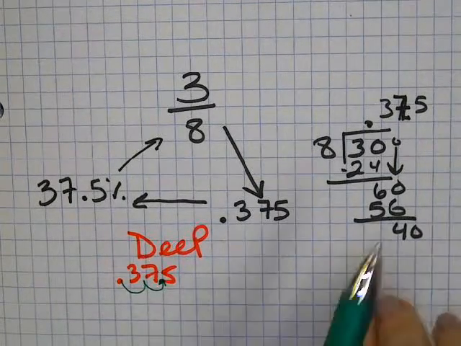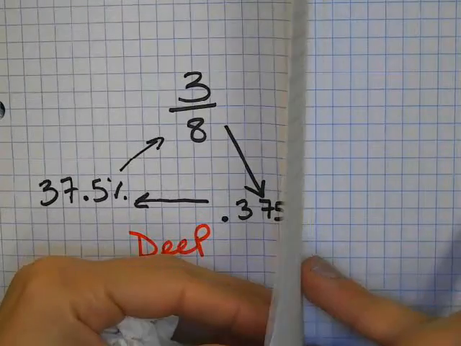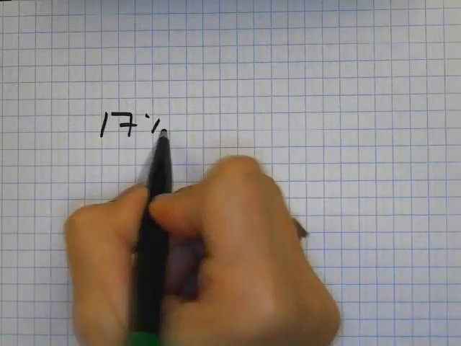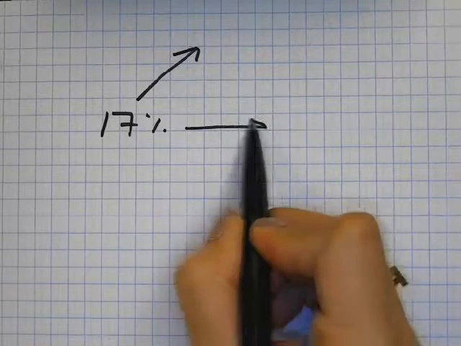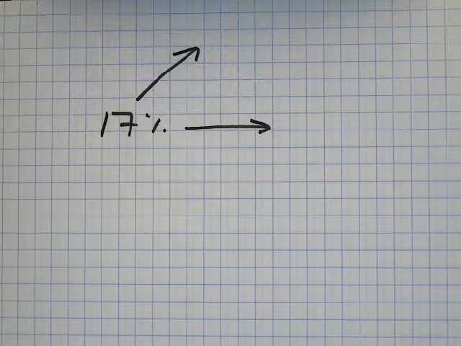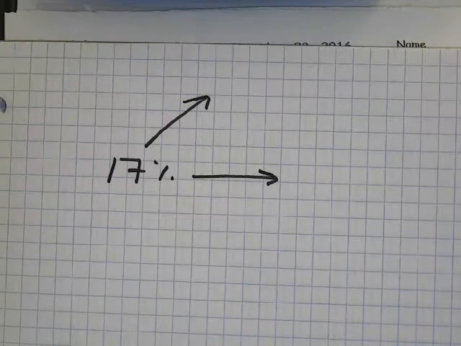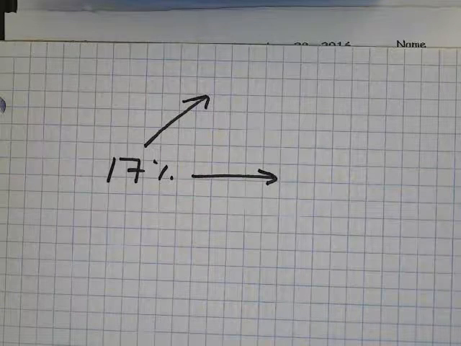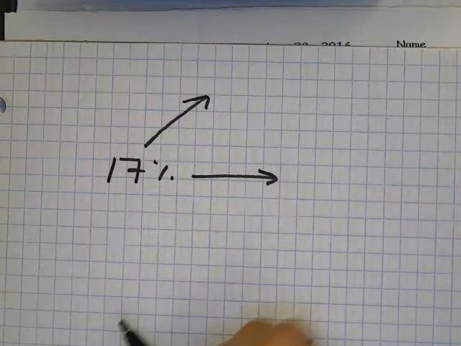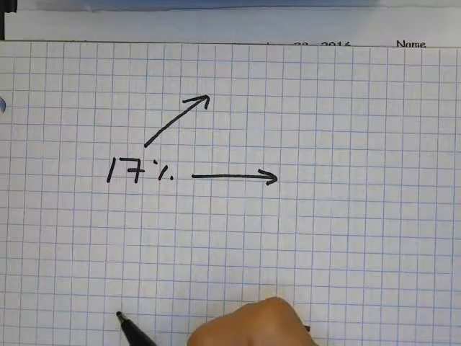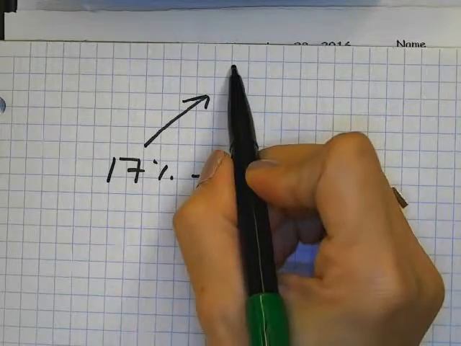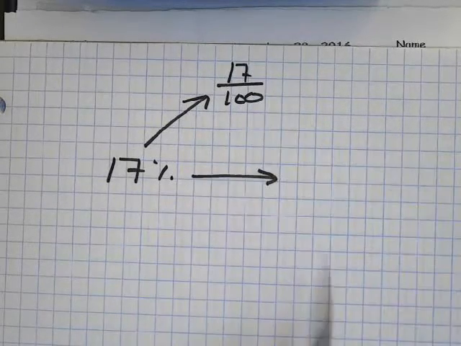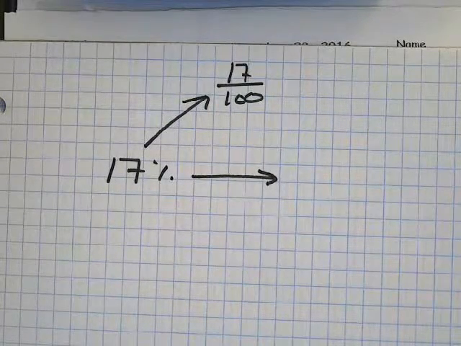Alright. Now, what if I actually start you with a percent? Go backwards. So what if I start you at 17%? What's the fraction? What's the decimal? So write it down. It's pretty easy. Alright, 17%. What are percents always out of? 100. So it would be what? Can you simplify 17 over 100? Nope. You're done.